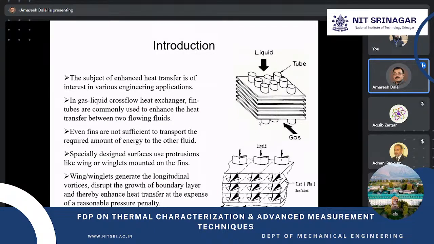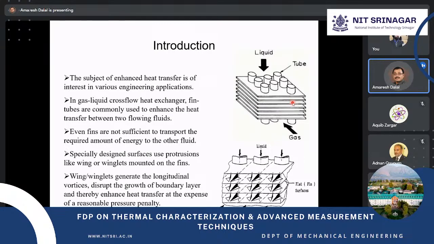Obviously, you can see this is the fin tube heat exchanger. A liquid flows through these tubes, and the tubes are connected with very thin metal strips. Those are known as fins, and we flow the gas through these fins so that there will be an exchange of heat from the liquid to the gas. By attaching these fins, we are increasing the heat transfer area. Then you know from Newton's law of cooling that heat transfer is proportional to the heat transfer coefficient, the temperature difference and the area.